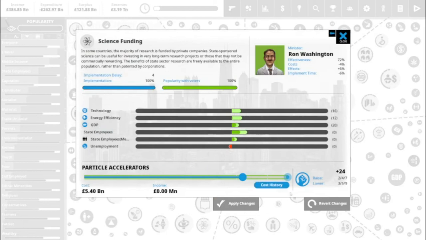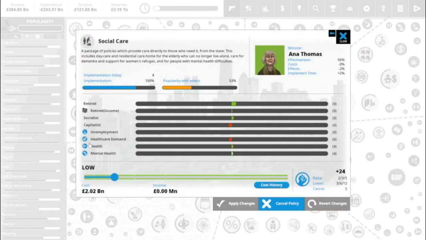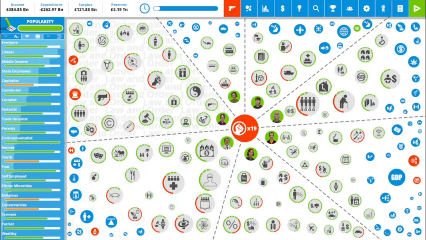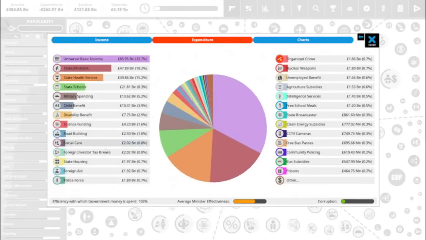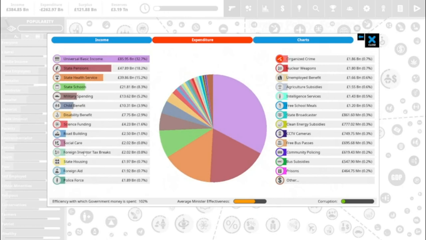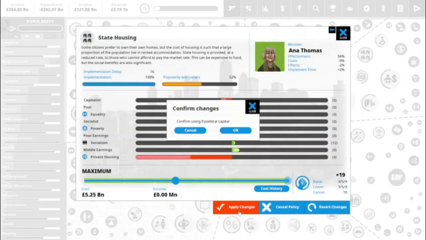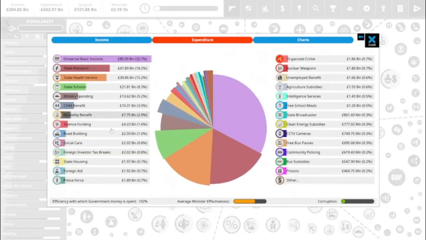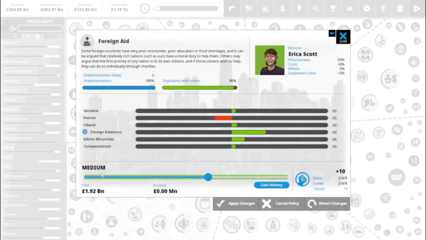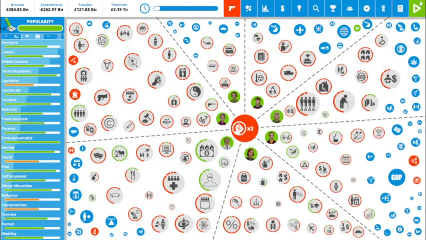Science funding, we've already upped. Road building, social care. Let's take care of everybody. Let's take care of everybody. Foreign investor tax breaks. Yeah. State housing. Max it out. Private housing just won't exist. Foreign aid. We're dead generous with our gains. Let's go.